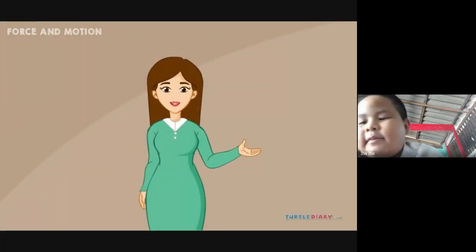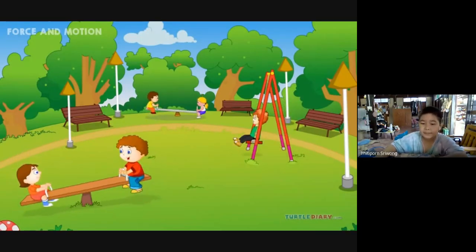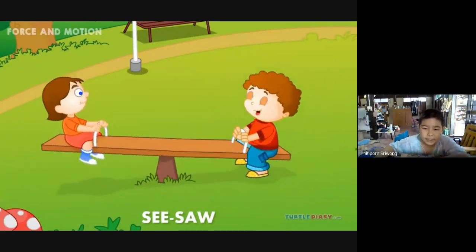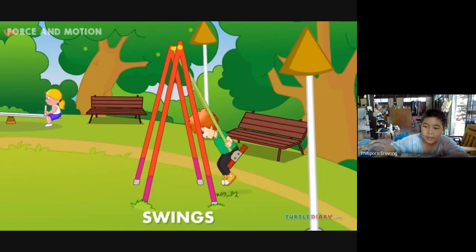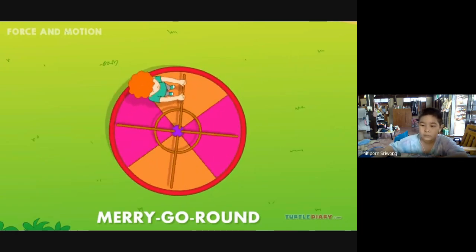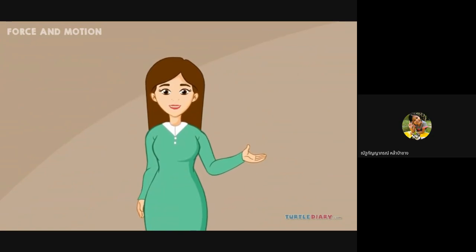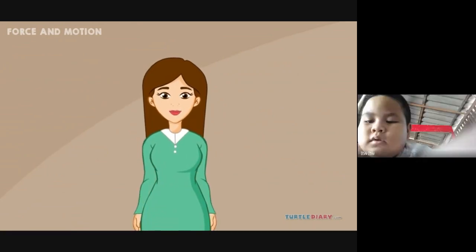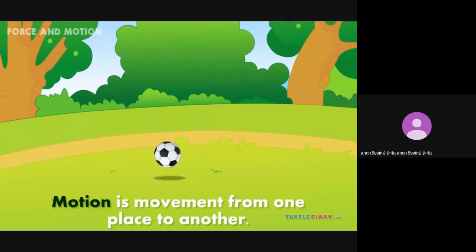Imagine you're playing in a playground. Think of all the things around you that can move. The seesaw goes up and down. The swings go back and forth. The merry-go-round goes around in a circle. There are so many ways in which things move. Everything we just described is a type of motion. Motion is movement from one place to another.